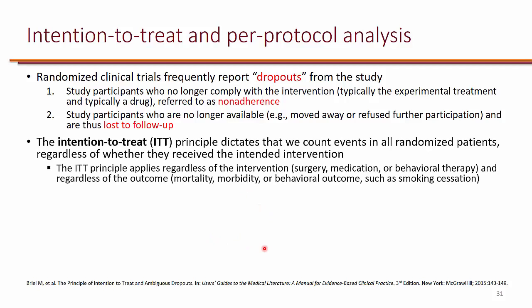So the concept of intention to treat principle basically says that you have to count events in all randomized patients, regardless of whether they received the intended intervention. So let's say if we wanted to study a new drug for 5 years, the intention to treat would basically say that if someone was enrolled in the study because we intended to treat them, even if they didn't take any of the drugs for the 5 years, you still include them as part of the analysis because you intended to treat them, even though you didn't. We will include them in the intention to treat analysis.